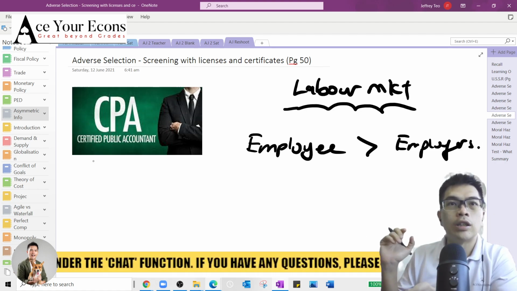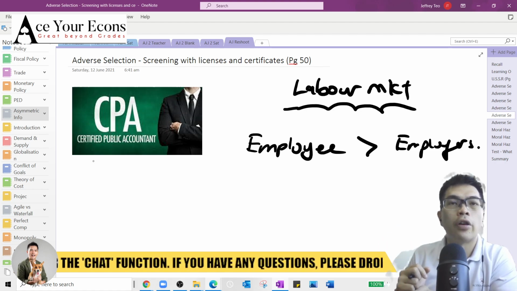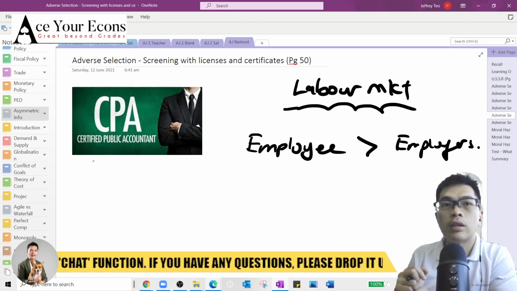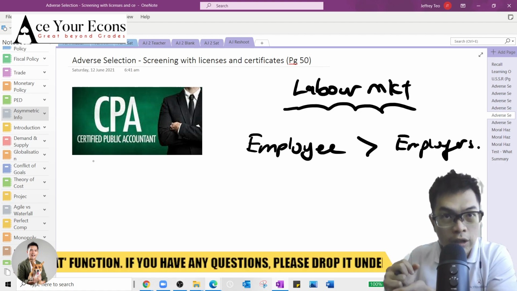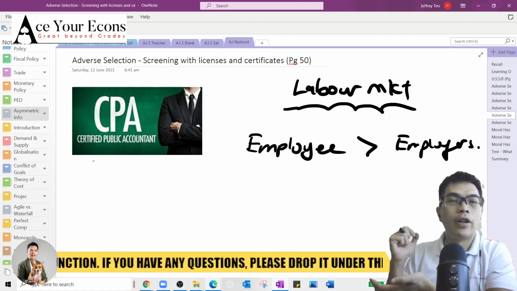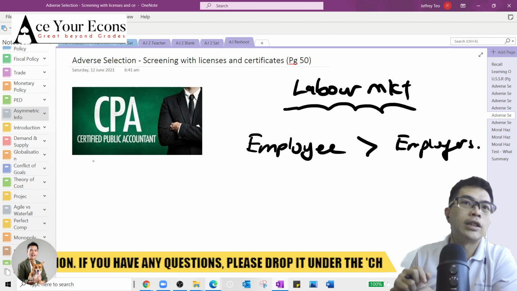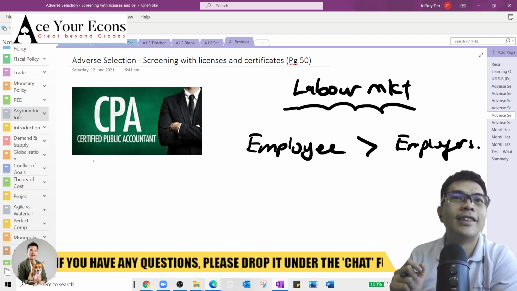Signaling is more to identify a job fit, whereas screening is more likely to identify a job fit. Signaling is more to send a comfort.